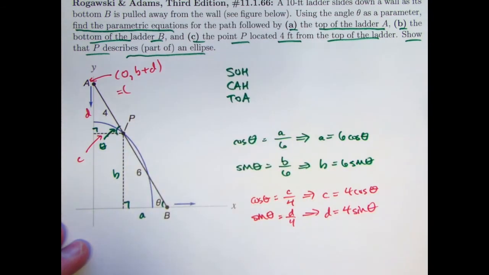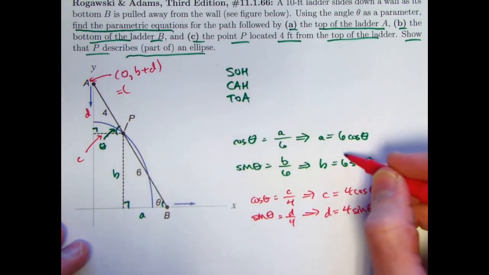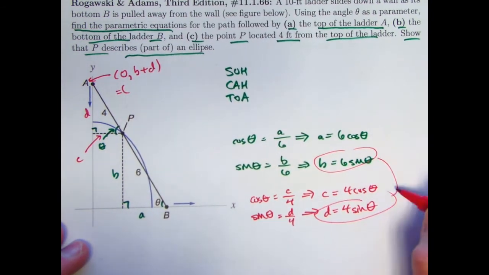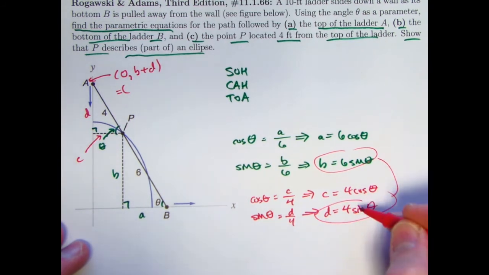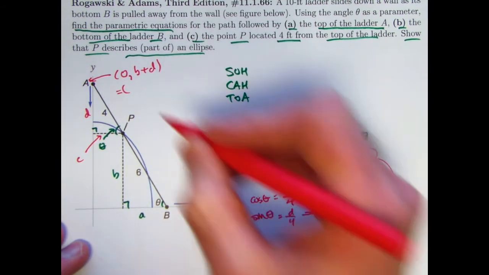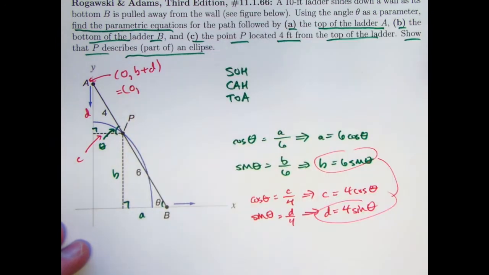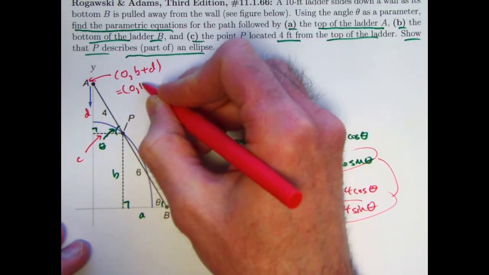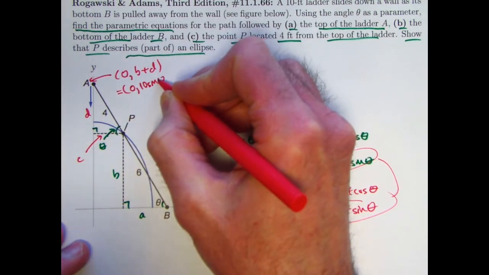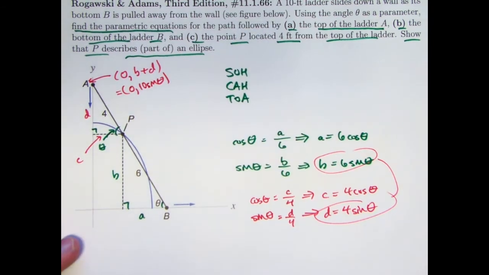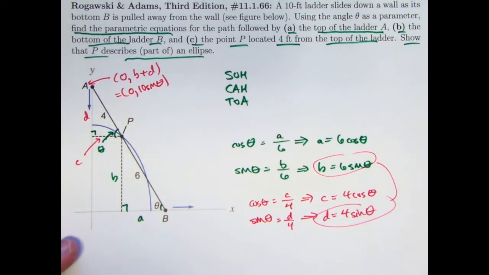What is that then? B plus D. Here's B, here's D. Add those together. B plus D is going to be 10 sine theta. So the rectangular coordinates of A are 0, 10 sine theta, and that would be a parameterization of the coordinates of A.